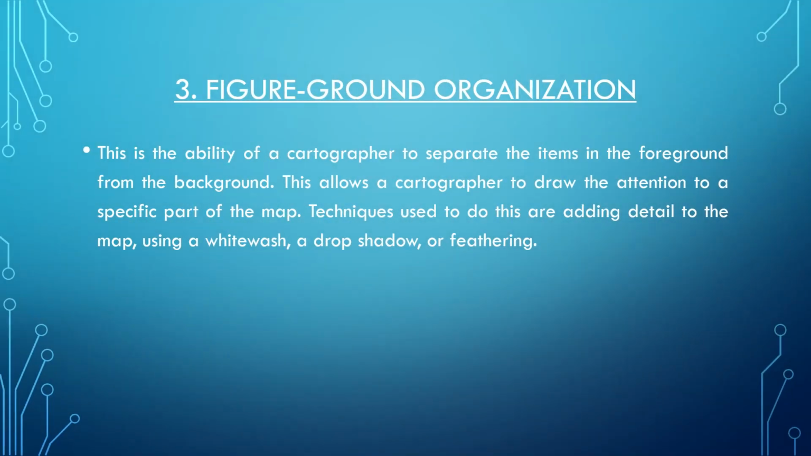Figure ground organization. This is the ability of a cartographer to separate the items in the foreground from the background. This allows a cartographer to draw the attention to a specific part of the map. Techniques used to do this are adding detail to the map, using a whitewash, a drop shadow, or feathering.